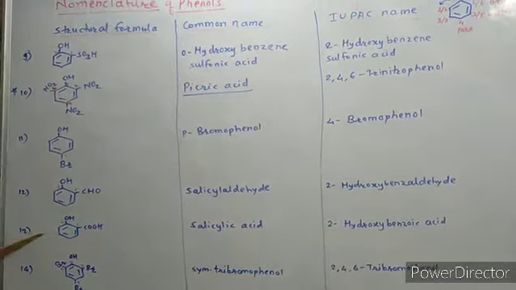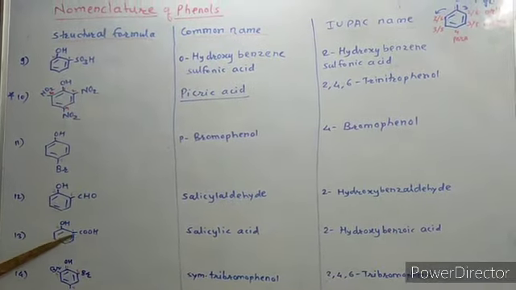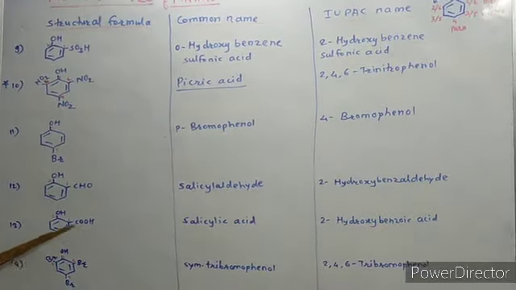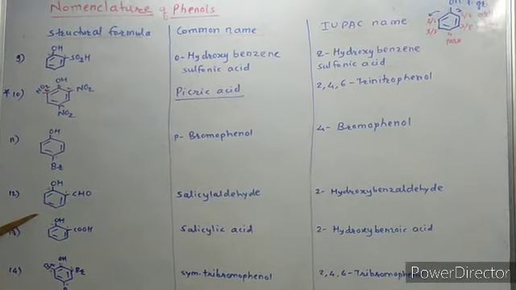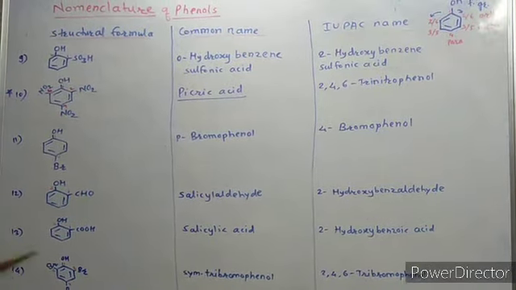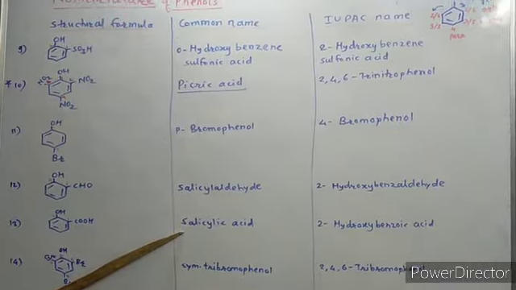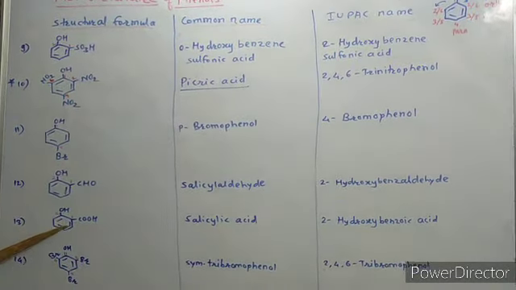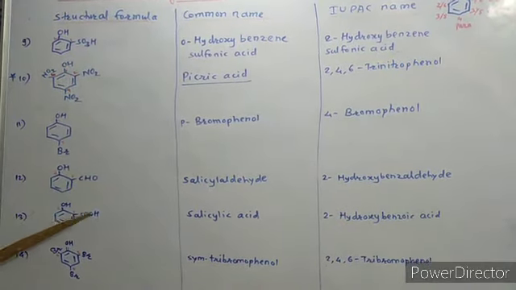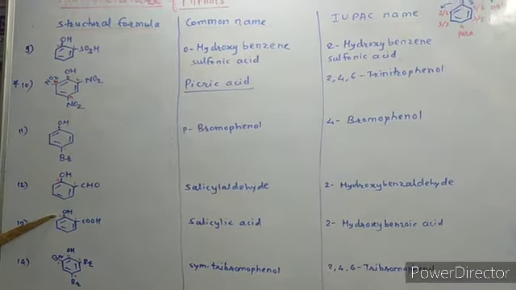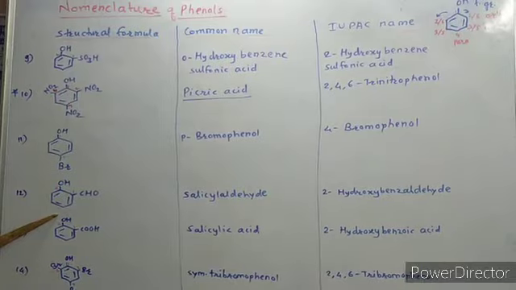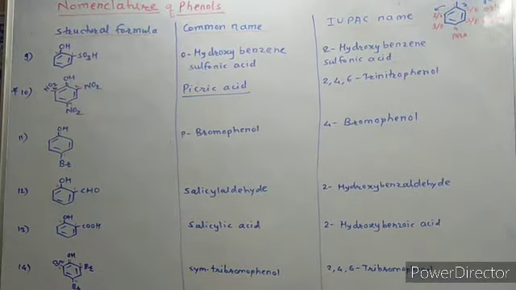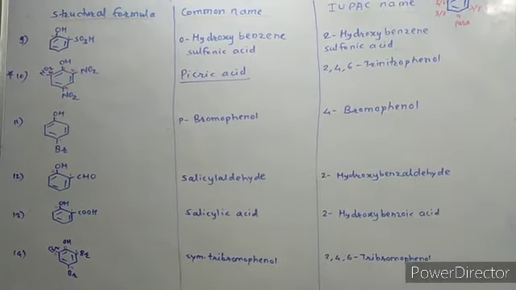Now next, that is the benzene ring attached to the carboxylic group COOH and the OH. So the common name of that compound is salicylic acid. So the IUPAC name: benzene ring attached to the COOH group, that is benzoic acid. So it's the second position for the hydroxy group. So the compound becomes 2-hydroxybenzoic acid.